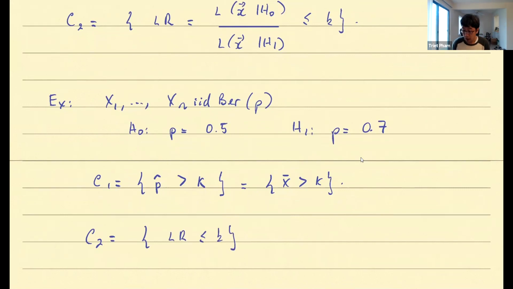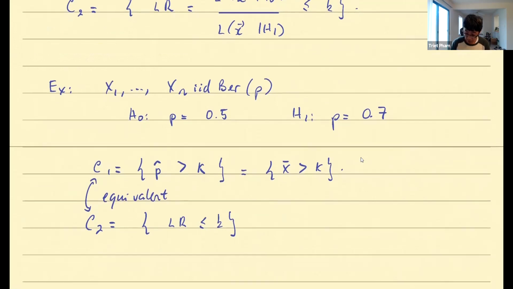The task, admittedly, sometimes these may be different rejection regions, who knows? But if you want to establish that this is the most powerful, the task is to establish that they are equivalent, that they are one and the same region. Question here.